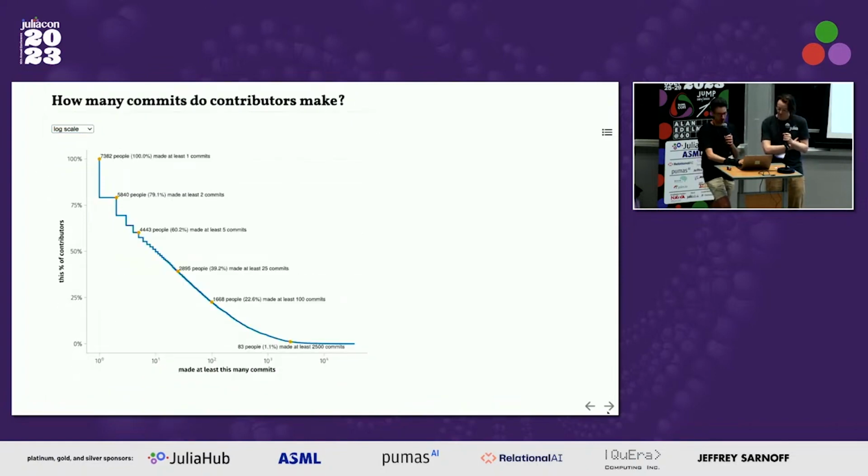How many commits do contributors make? Again, there are about 7,000 contributors who made at least one commit. 5,840 people contributed at least 2 commits. 4,500 at least 5. Almost 3,000 contributed at least 25 commits. And then the last number that we have here, 83 people contributed at least 2,500 commits.